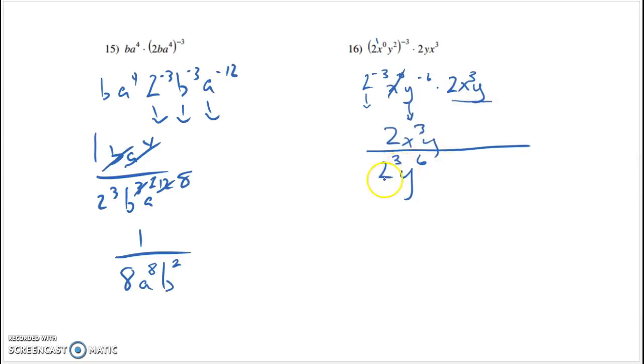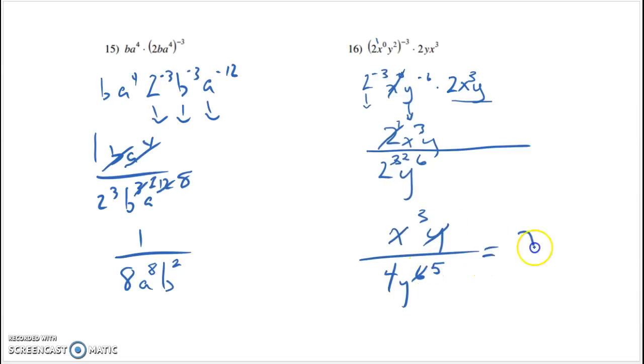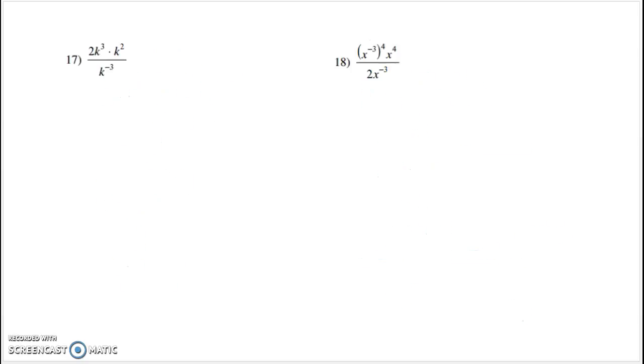Okay, so we're almost done. Remember, this is 2 to the 1. So I'm going to take away 1, 2. I'm going to take away 1, 2 and change that 3 to a 2. So I've got x to the 3rd y over 2 squared, which is 4, y to the 6, and now take away 1 y, take away 1 y, so x to the 3rd over 4y to the 5. And there's the solution to that one. And again, these are difficult. These are harder than what you're going to be seeing on the quiz.